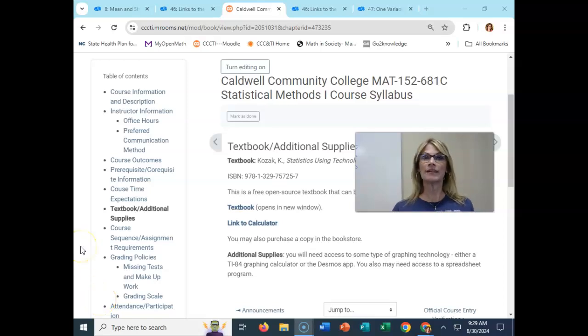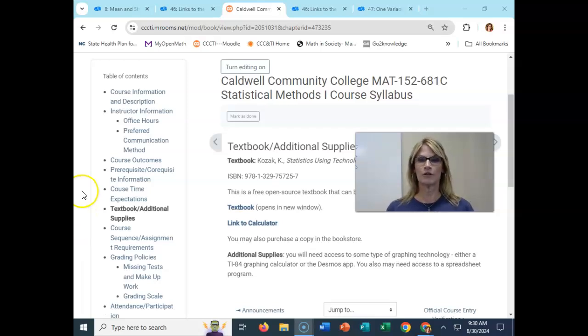Good morning, everyone. I'm going to show you how to use the calculator that comes with our textbook. So today we're going to learn how to use our calculator for finding mean, the 5-number summary, and also how to find mean of a frequency table.